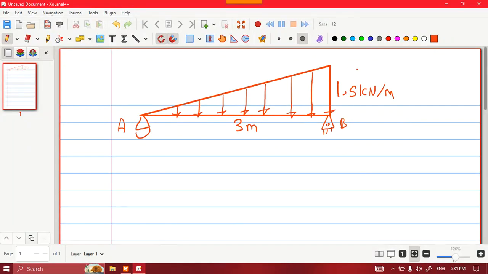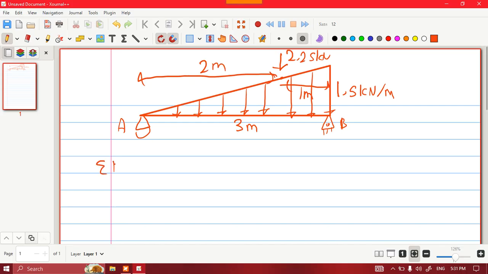I'm going to convert this triangular distributed load into a point load. In order to do that, you have to multiply by its area: 1.5 times 3 divided by 2, which will yield approximately 2.25 kilonewton. And I know that the distance from the centroid to the head will be 1 meter, because L by 3, and this other distance to be 2 meters, 2 over 3 times L.